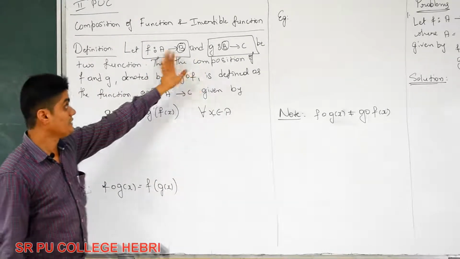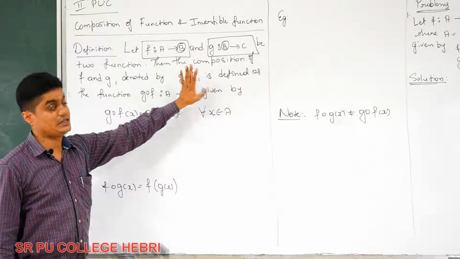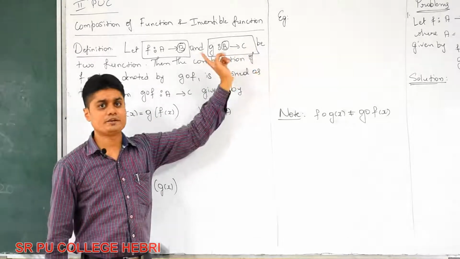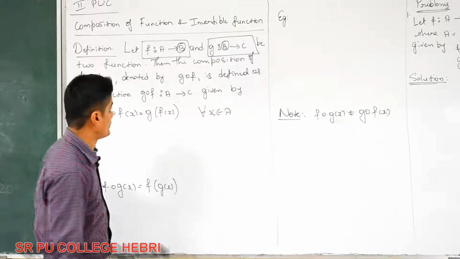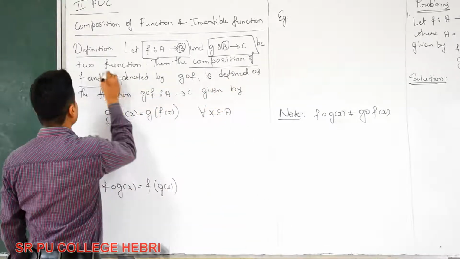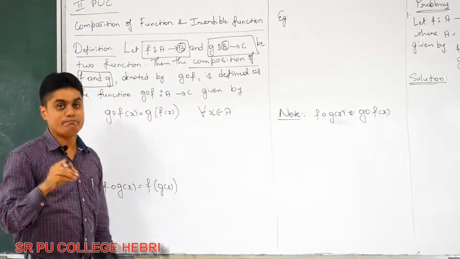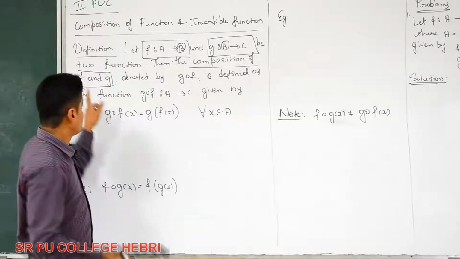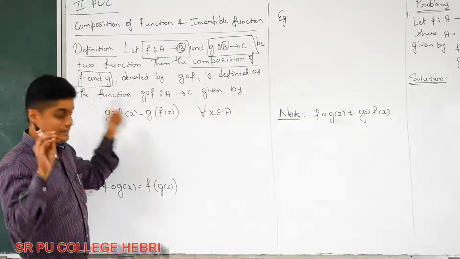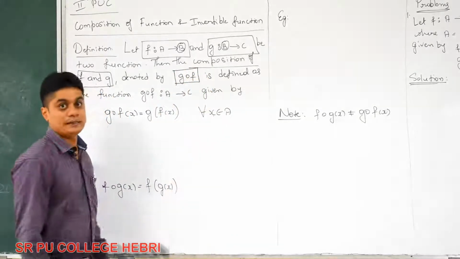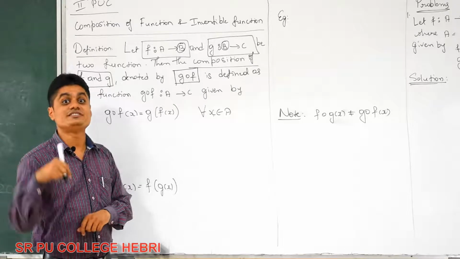Only then can composition be defined. I'll explain later why it must be like this. So consider two functions of this kind, f from A to B and g from B to C. Then the composition of f and g, we will come later to f and g being different, is denoted by g of f. The composition of f and g is g of f.